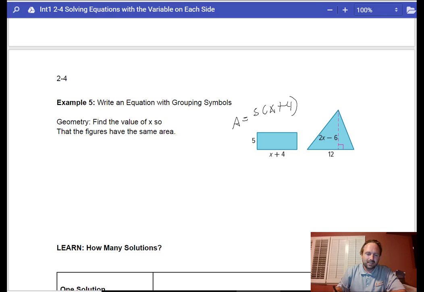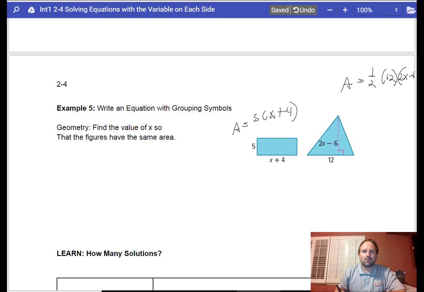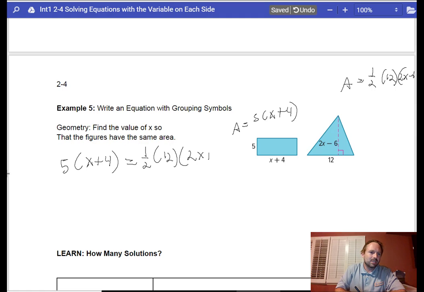The area of this one would be 1/2. The area of a triangle would be half the base times the height, 2x minus 6. Well, so they say, hey, these areas have to be the same. Well, okay, then if the areas are the same, I'd have 5x plus 4 is equal to 1/2, 12, and then 2x minus 6, not plus 6, minus 6.